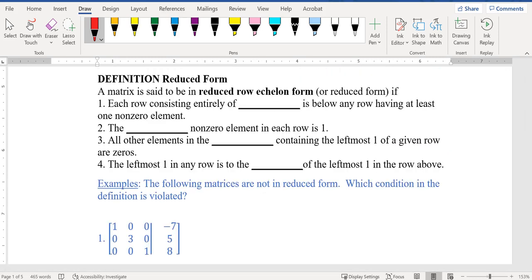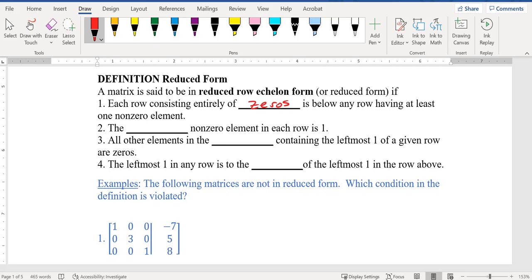So what does it mean for a matrix to be in reduced row echelon form? Or sometimes you'll see it just called reduced form. Okay, there's four conditions that have to be satisfied. First, each row consisting entirely of zeros is below any row having at least one non-zero element. So if you have a row that has all zeros, it has to be at the bottom.